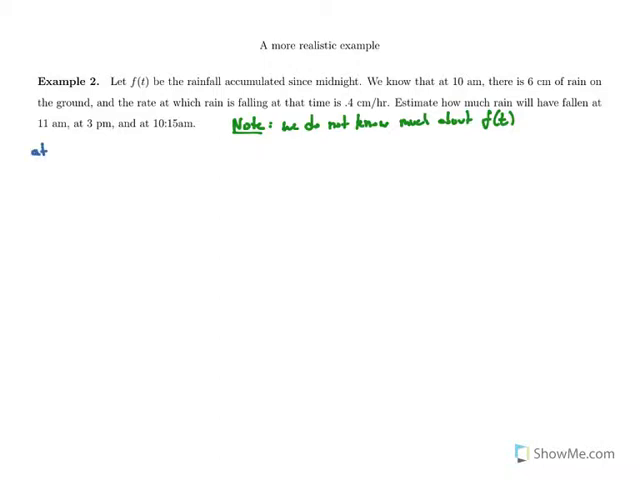First of all, at 10 a.m., we're saying that t is equal to 10 hours, right? T is equal to 10. It's the hours since midnight. And we know that f of 10 is equal to 6. At 10 a.m., there's been 6 centimeters of rain on the ground. We also know that the derivative at 10 is equal to 0.4 centimeters per hour.